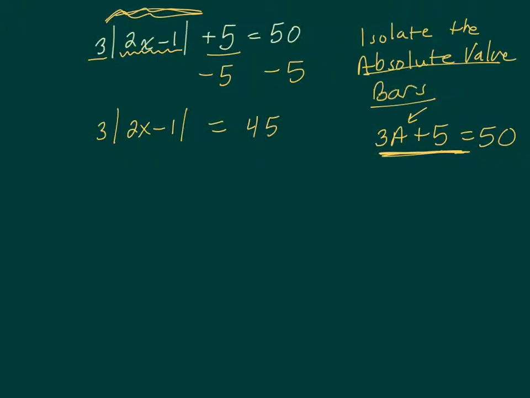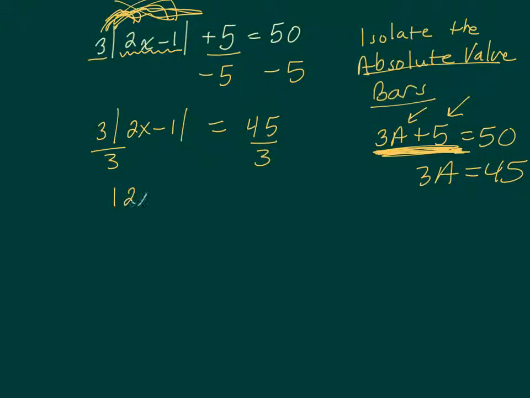Now you might be tempted to take this 3 and distribute it, like the old distributive property. Don't do that. That's a bad idea. What we are going to do is work the order of operations backwards. So just like if I subtracted that 5 and had 3a equals 45, the next thing I would do is divide by 3. So that's what I'll do here. I'll divide by 3. I'll divide by 3. And I'm left with the absolute value of 2x minus 1 equals whatever 45 divided by 3 is.